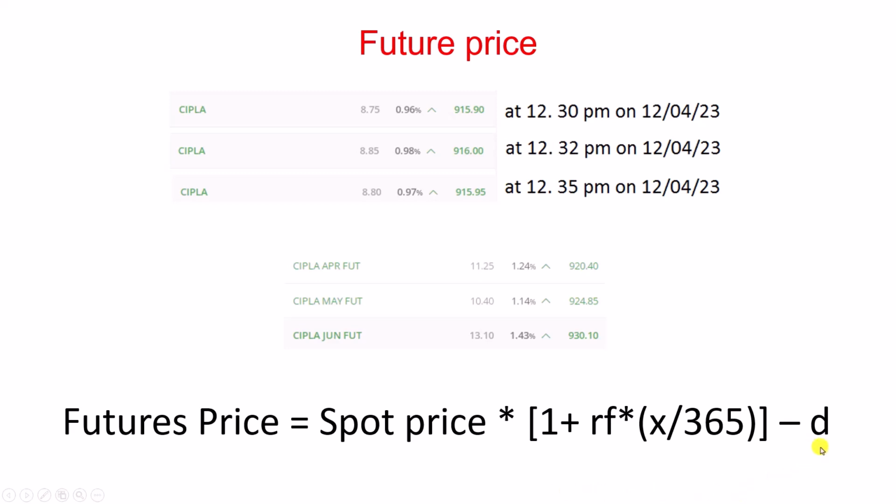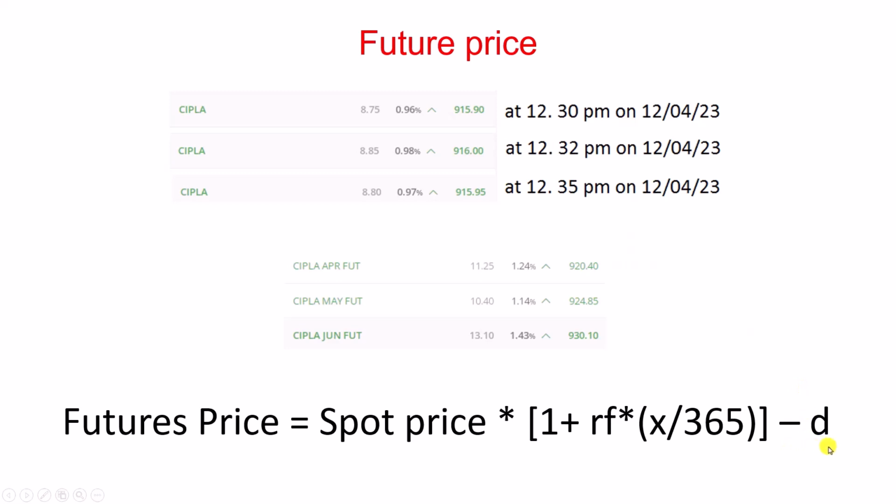So here minus D. Let us say that the company Cipla announces dividend in the month of April. If the company announces dividend, then it will be available for stockholders, those who buy the stocks, correct? So it will be included in the price. But this dividend is not available to those who trade futures, correct?